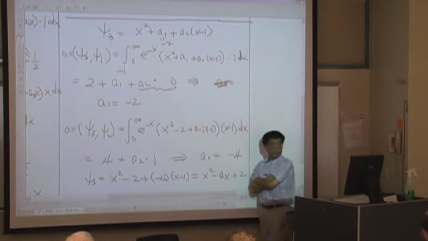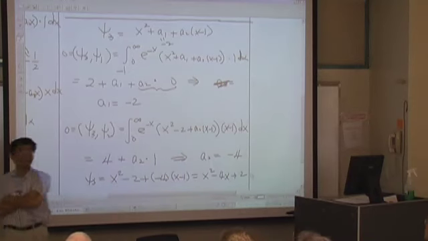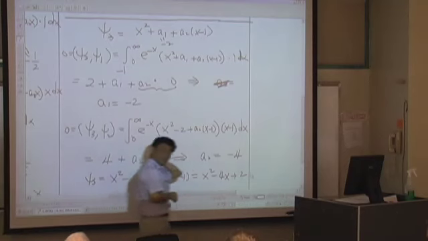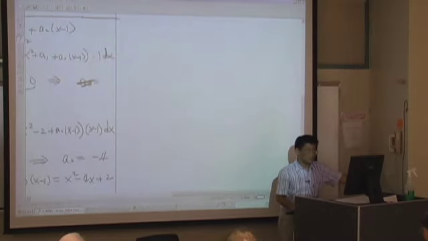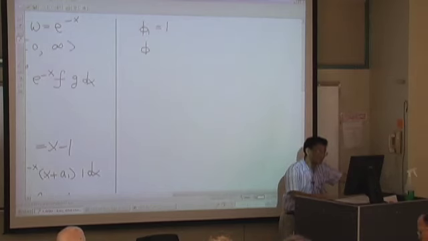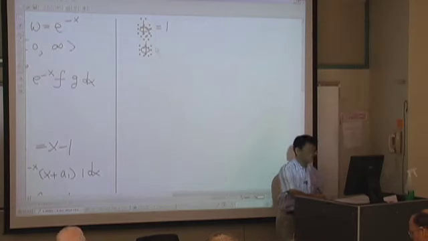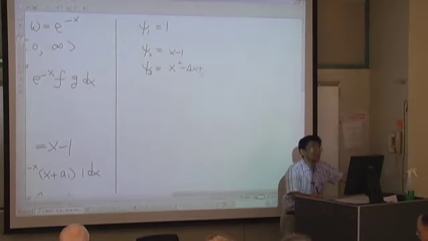So if you don't have a question, I will find the norm of psi 1, psi 2, psi 3 to determine P1, P2, P3. Any questions? Then let's calculate the norm. All abstract, right? First of all, let's summarize. Psi 1 is 1. Psi 2 is x minus 1. Psi 3 is x squared minus 4x plus 2.